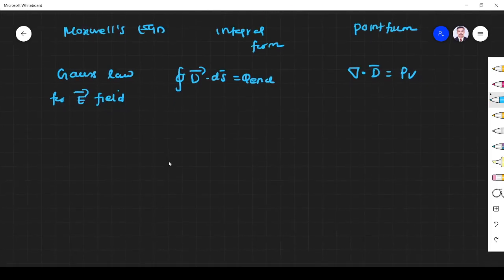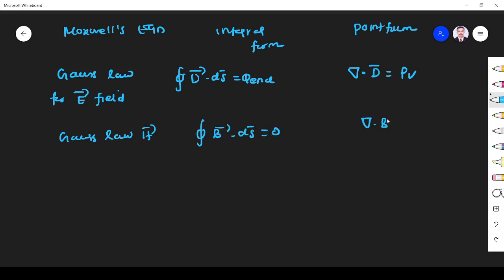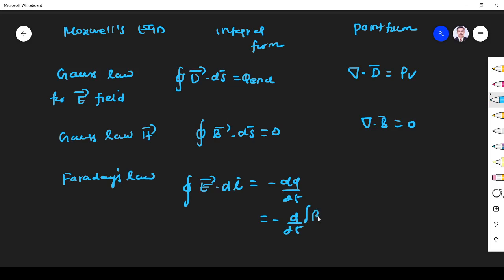Next, what is Gauss law for the magnetic field? Gauss law for H is given by closed integral B dot dS is equal to 0. Similarly, del dot B is equal to 0. Then Faraday's law, that is given by closed integral E dot dL is equal to minus d phi by dt, that is equal to minus d by dt of integral B dot dS.